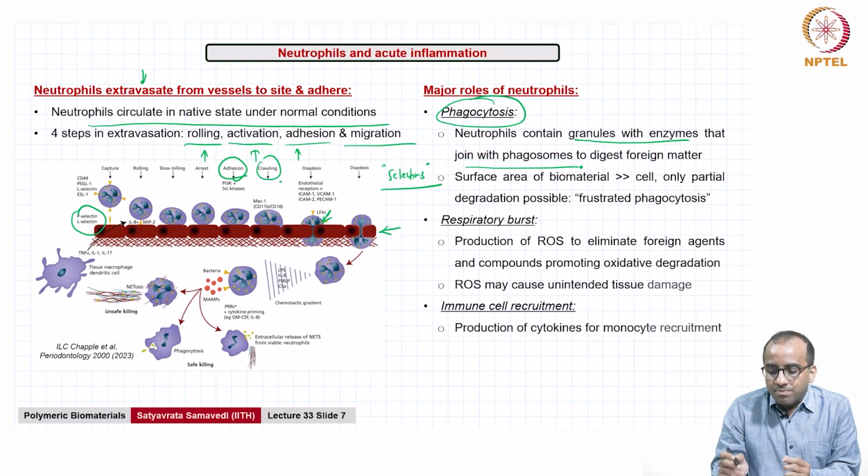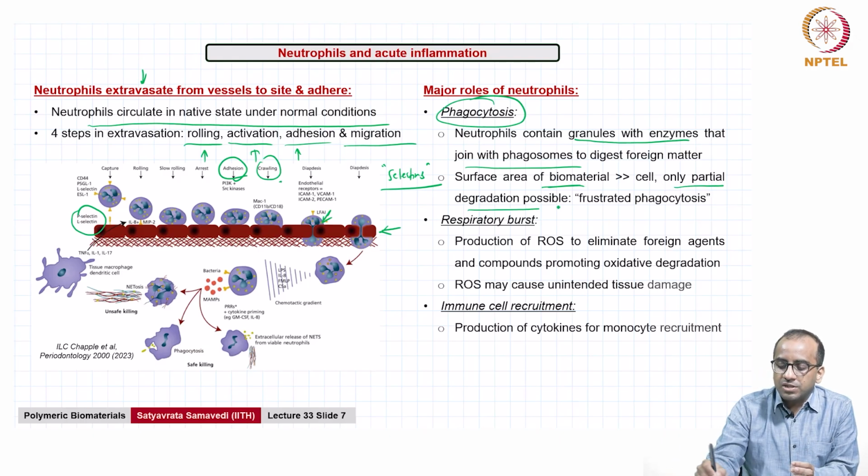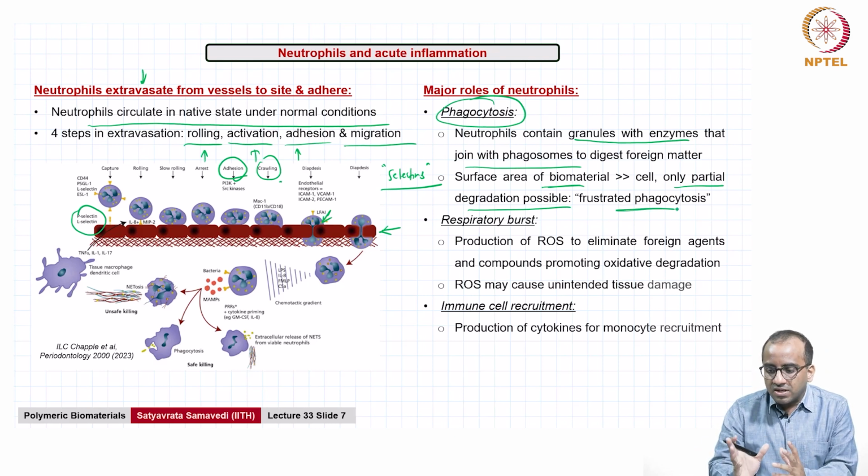But typically, the surface area of most biomaterials that are implanted is much greater than the cell. So, there are limitations to how big of a debris these cells can dissolve or digest. So, when biomaterials that are much larger than their own size are implanted, only partial degradation is possible in a process called frustrated phagocytosis, which is another very important aspect that macrophages will also show. So, we will see some of these details when we look at macrophage responses, because this is better understood for macrophages.